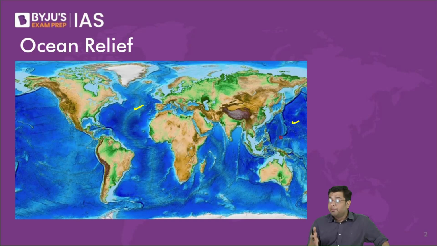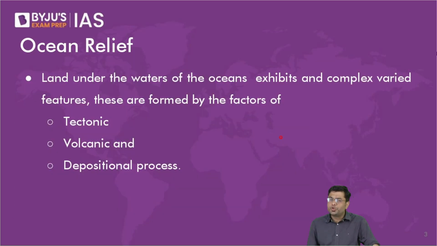So imagine, if you consider the height of Mount Everest, Mount Everest height is only 8.8 kilometers from the sea level, right? Whereas the deepest portion in the ocean is more than 10 kilometers deep from the surface. So obviously, the ocean bottom is significantly varied.